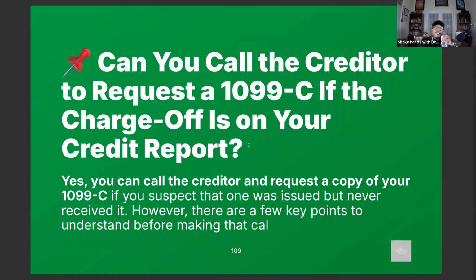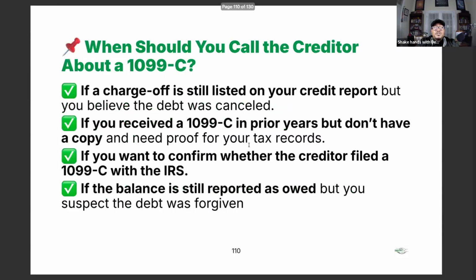Can you call them and say, hey, I have a 1099. Did y'all file a 1099-C? This is for the company that's filing it as a charge off on your account. Okay. Yes is the answer. Yes, you can call them if you suspect. Okay, but there are some key things that you need to do. If it's a charge off and it's still listed on your credit report, but you believe the debt was canceled, you want to call them.